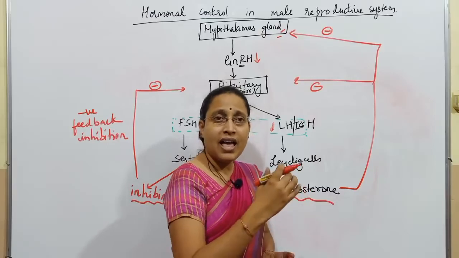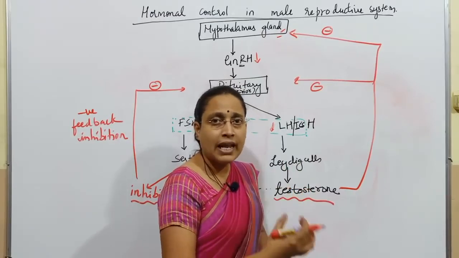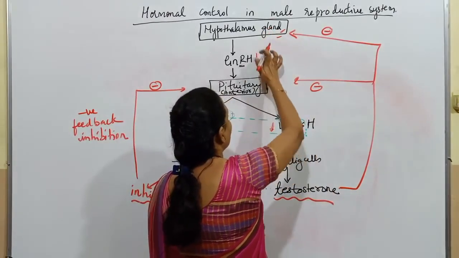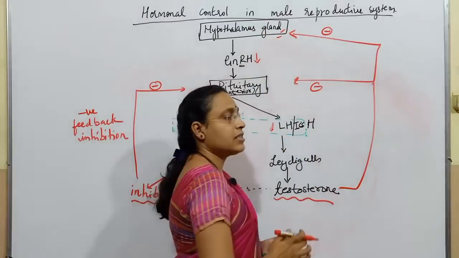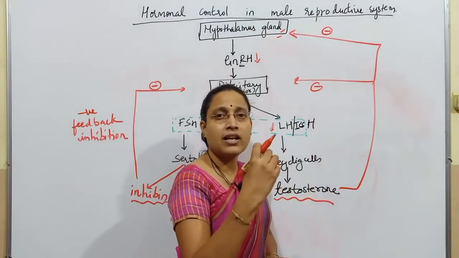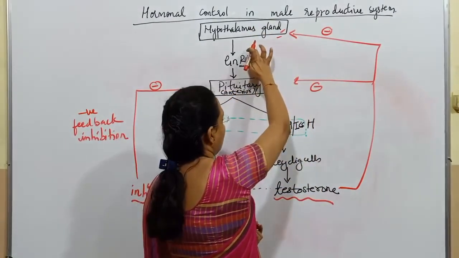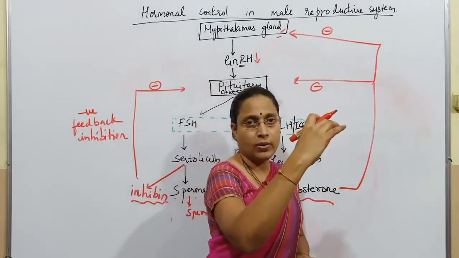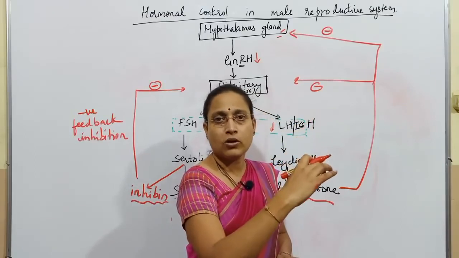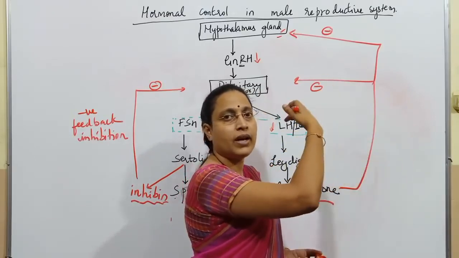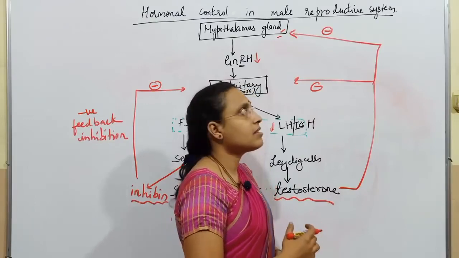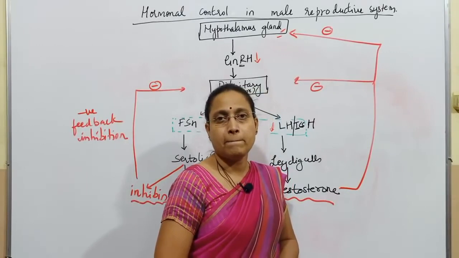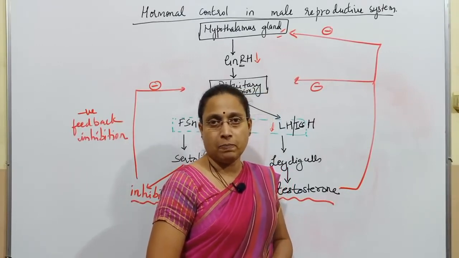Now, as and when testosterone becomes very less, it does not have the capacity to inhibit the hypothalamus as well as the pituitary. In that case, those glands are again free to release GnRH. And once GnRH is released, these events will occur again. Testosterone will increase to a sufficient normal concentration, and then again it will feed back and inhibit. So this is how there is hormonal control in the male reproductive system.